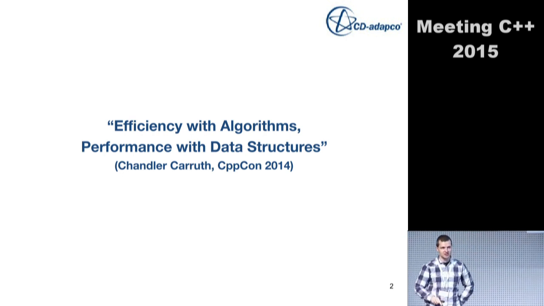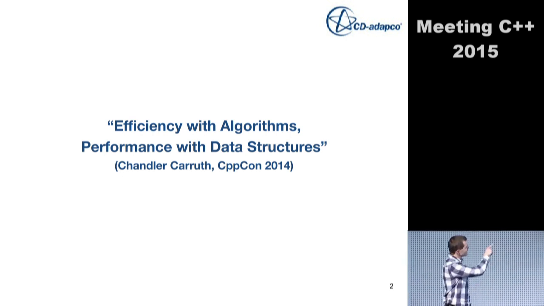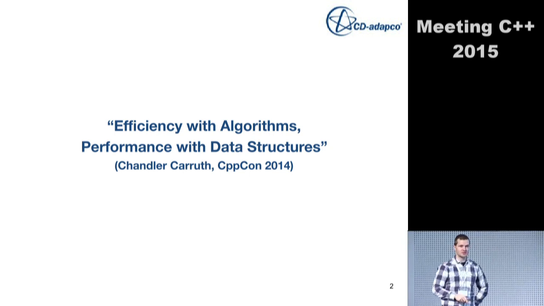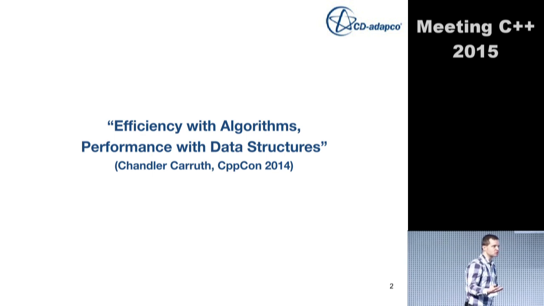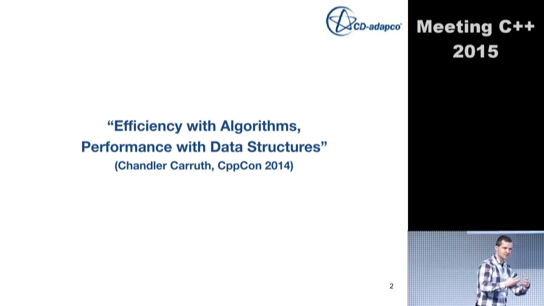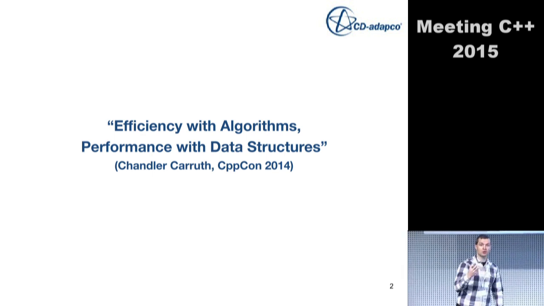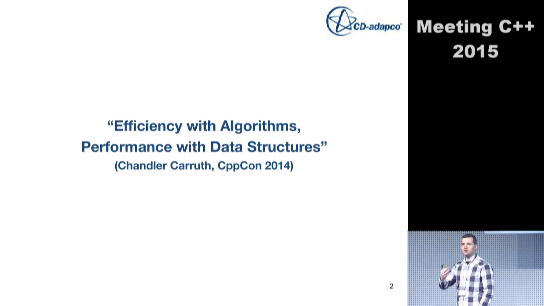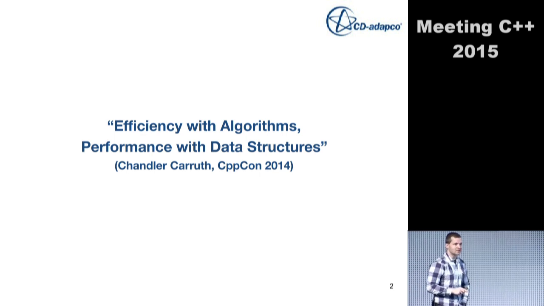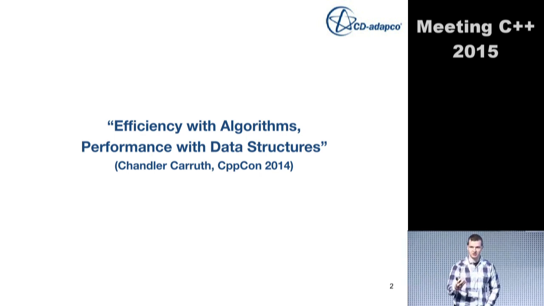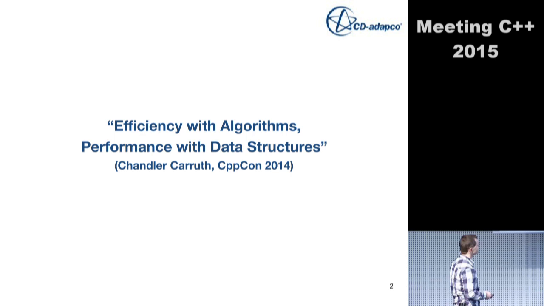In 2014, Chandler gave a talk called Efficiency with Algorithms, Performance with Data Structures. The essence of this talk is, if you want to be efficient, choose the right algorithm, which minimizes the amount of work you're doing. If you truly want to go into performance, choose the right data structure. And this is exactly what I'm trying to do. We will be dealing with choosing the right data structure for common tasks.